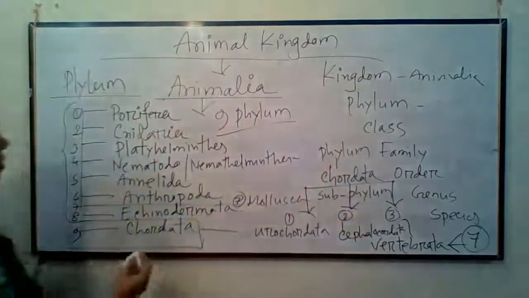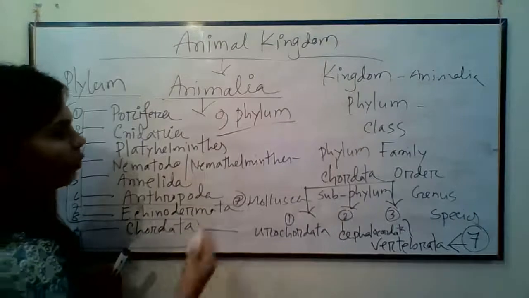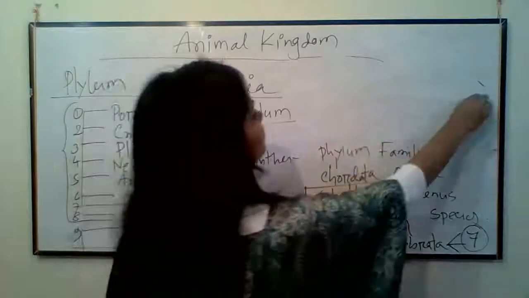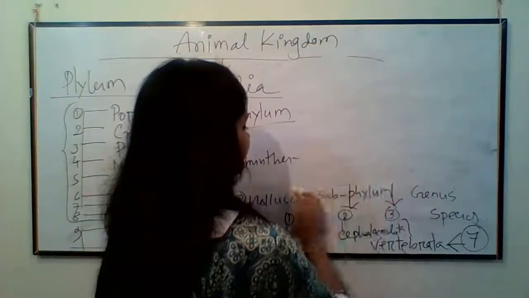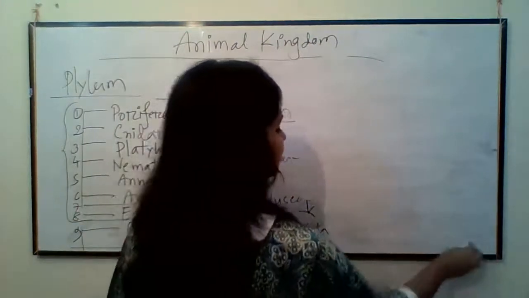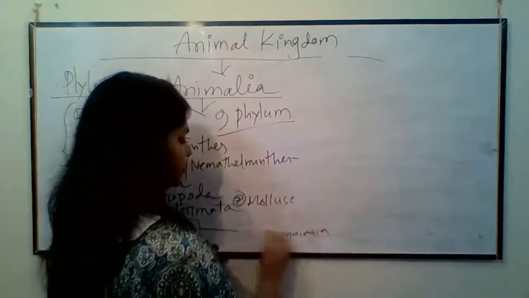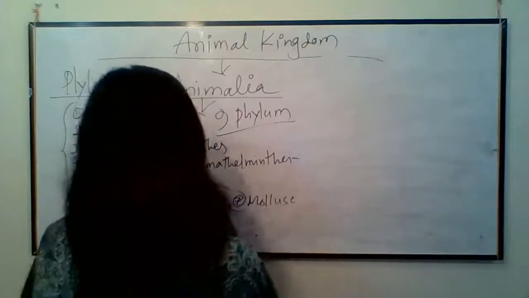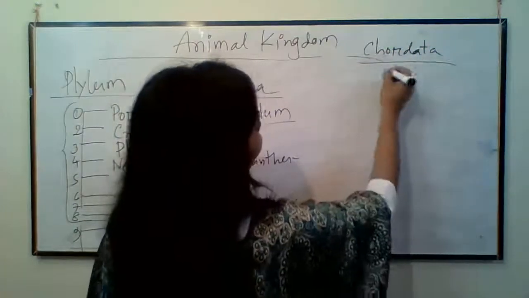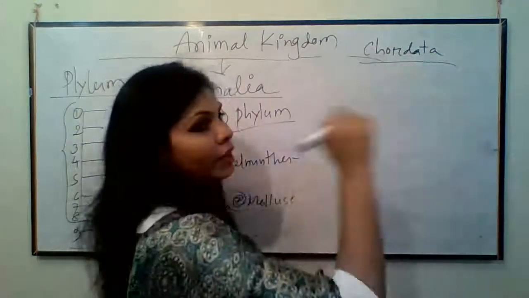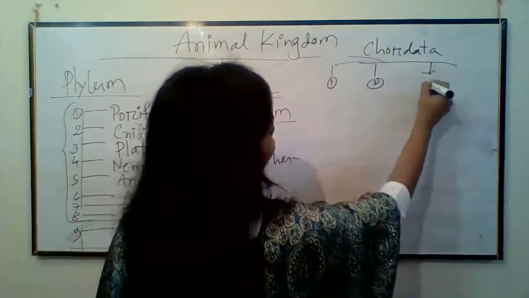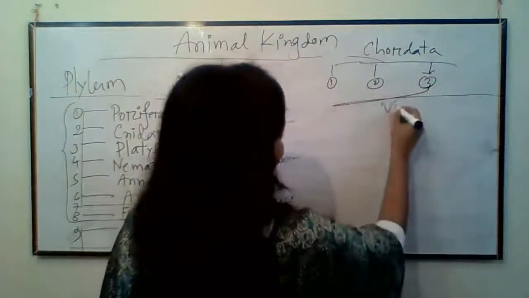Okay. So now Vertebrata. That's why I have to write. I can write these things. Okay. What was I telling? Chordata? Chordata has 3 subphyla: 1, 2, 3 is Vertebrata.